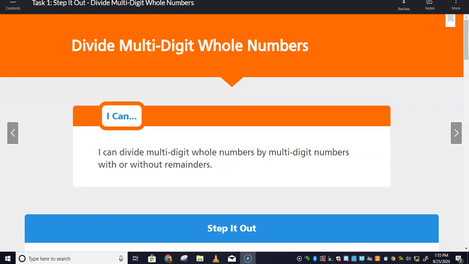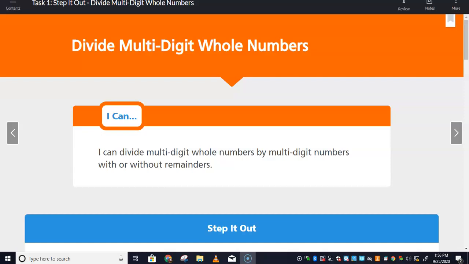Okay, we're on Module 4, Lesson 3, divide multi-digit whole numbers. Our I can statement is I can divide multi-digit whole numbers by multi-digit numbers with or without remainders. Before we start, make sure you have out a work page, or I would prefer if you were in your book, so that you could be writing it down. So have a work page or your book out.